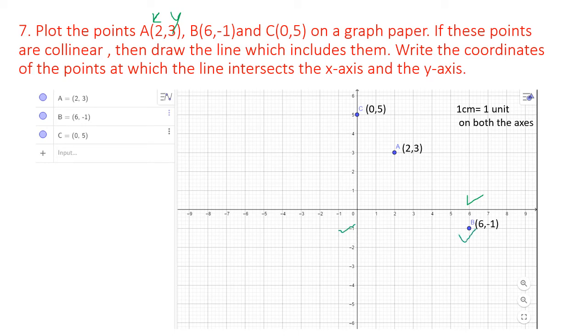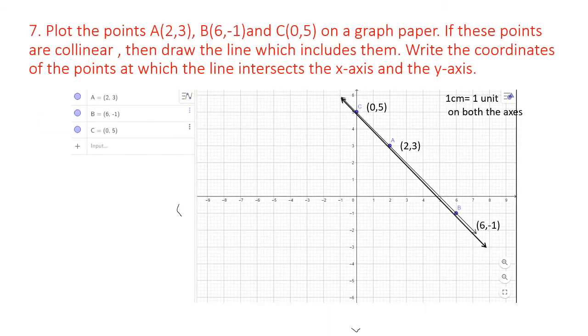So we get this point B, and then we have the third point, point C, whose coordinates are 0, 5. So 0, 5 means the x coordinate is 0 and the y coordinate is 5. Since the y coordinate is 5, we draw it here. Once we get these 3 points, what are we supposed to do? The next step says if these 3 points are collinear. What do you mean by collinear, children? Collinear means if they are on a straight line, then draw the line which includes them. So we are supposed to draw a line.